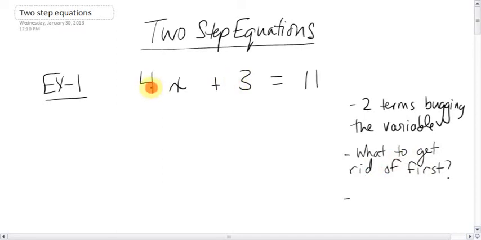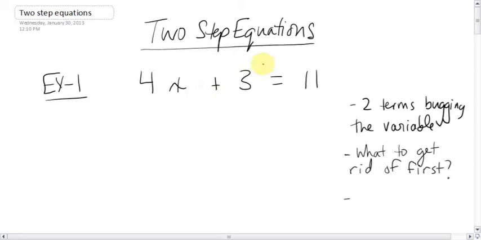Of course, to get rid of the 4, you have to realize that the 4 is multiplying the x, so to get rid of the 4, you would have to divide by 4. And if you wanted to get rid of the 3, you'd have to subtract 3. There isn't really a truly correct answer of what to get rid of first, but there is an easier answer and a better way to do it. To make it easier for you, you should pick one of these to get rid of first. And the one you should get rid of first is this.